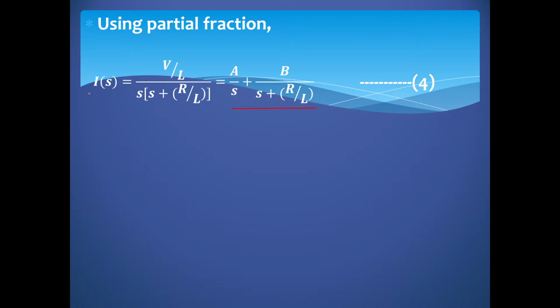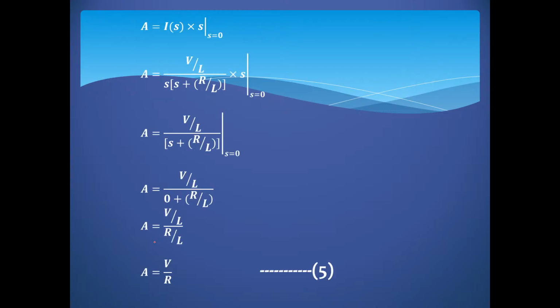So this is it. We have I of S equal to V by L by S into S plus R by L. In the denominator there are two terms, S and S plus R by L. So write down A by S plus B by S plus R by L and give some numbering to it, equation 4. I hope you have written. Now let us determine A. What is A? A is equal to, where is my pencil pen?